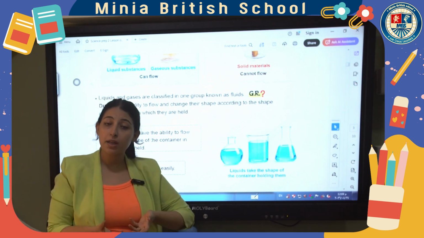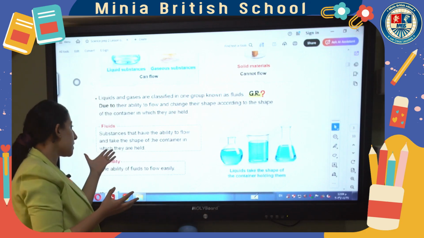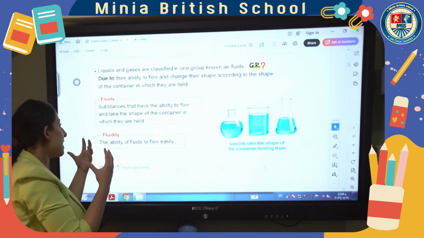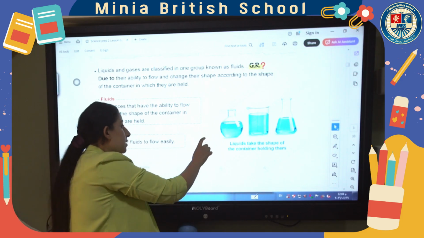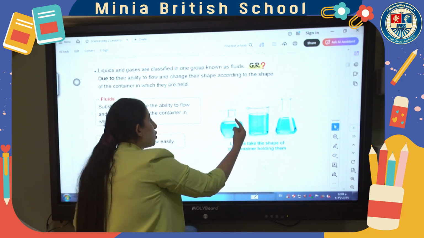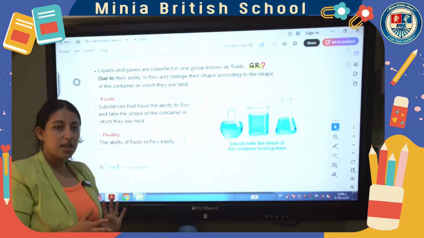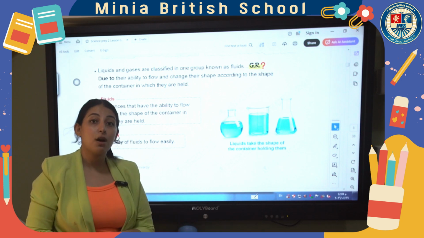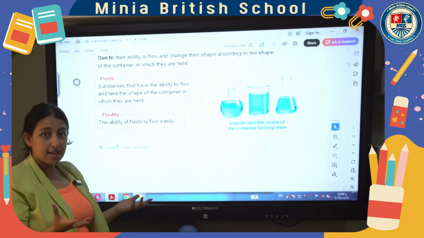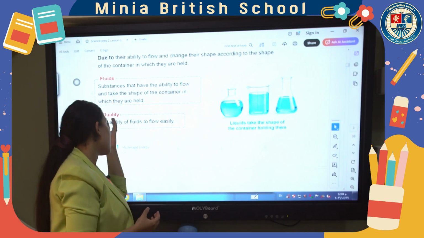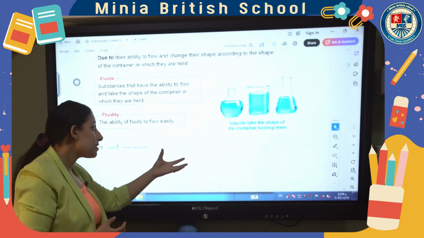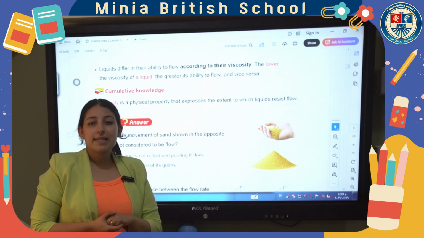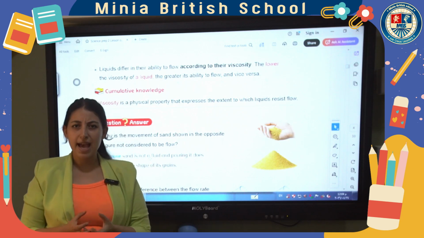Now we can determine what fluids are. Fluids are substances which have the ability to flow easily and take the shape of their containers. As you see now, the same liquid with the same volume takes the shape of its container. Also, any gas can take the shape of its container, as we can see in balloons, different shapes of balloons and different shapes of balls. What is fluidity? Fluidity means the ability of matter to flow easily, or the ability of fluids to flow easily. Do you think what is the effect of viscosity? What is viscosity?